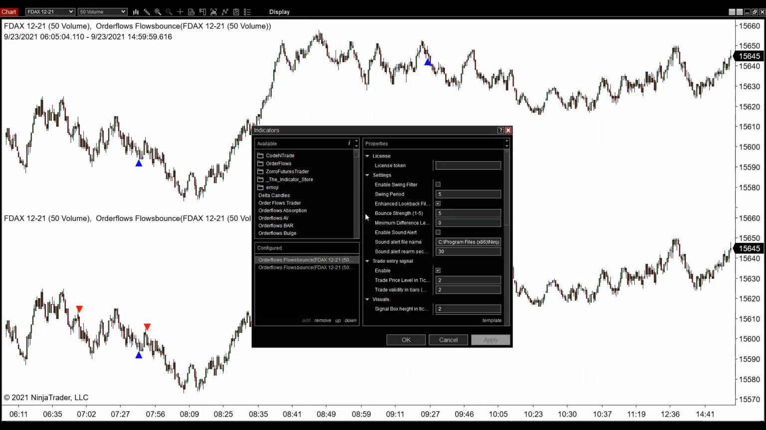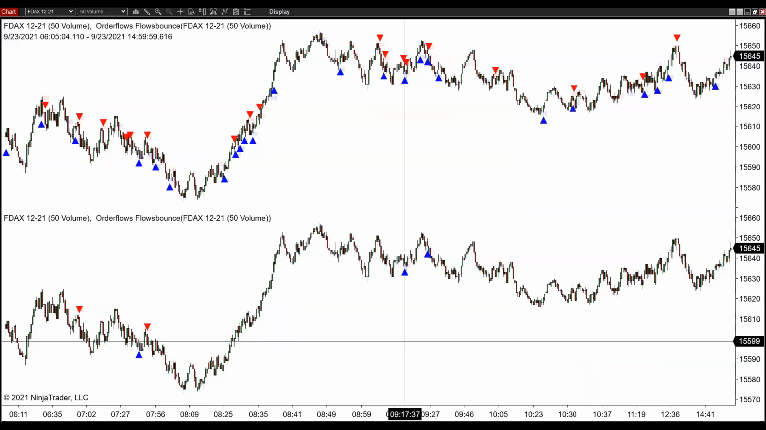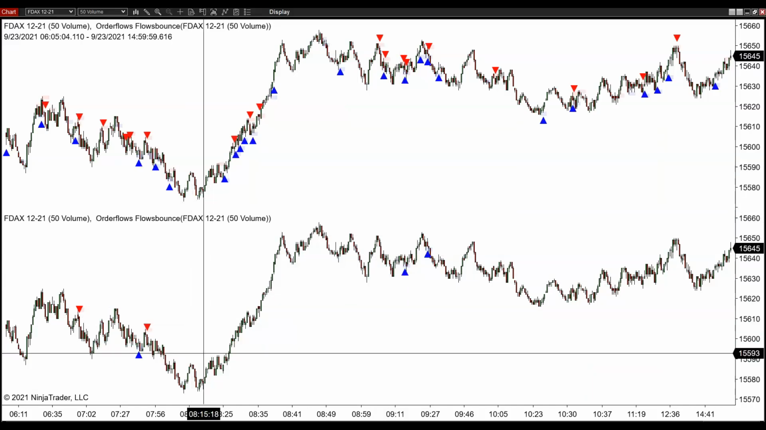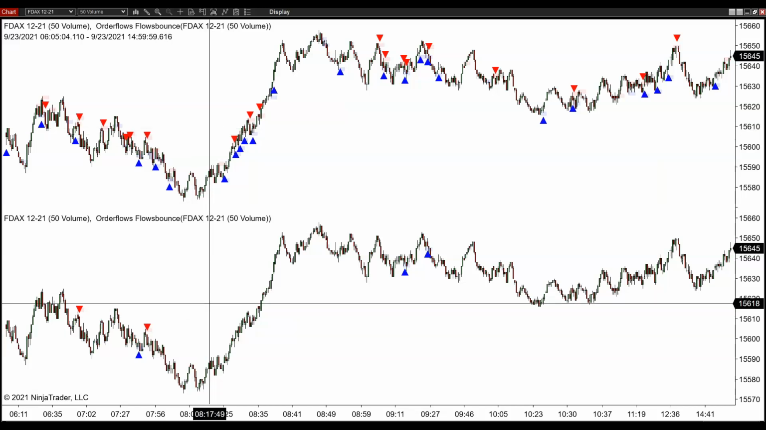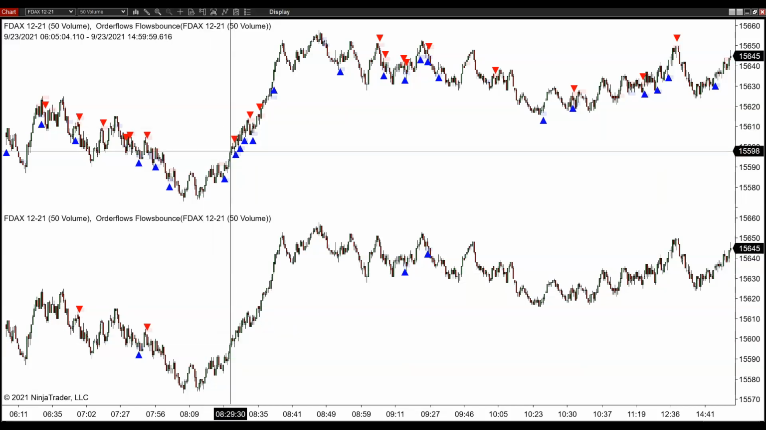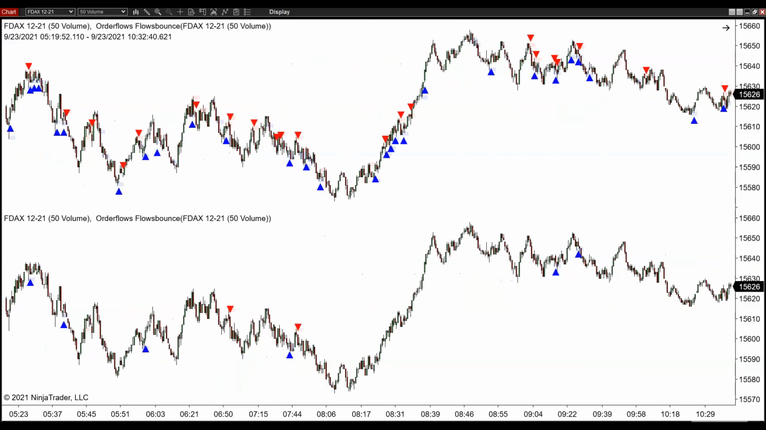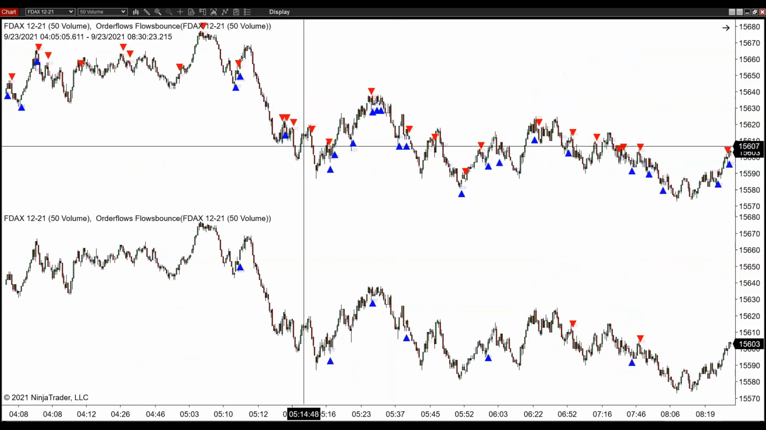But let me just make some changes here. I don't have the enhanced look back filter on the top chart, and I'll set it to 1 so it matches up with the chart on the bottom, right? So they're going to be the same, except the bottom one has the enhanced look back filter on, okay? So they're both set to a level of 1. The bottom chart has the enhanced look back filter. The top one does not, all right? So you can see, obviously, there are a lot more signals, right?